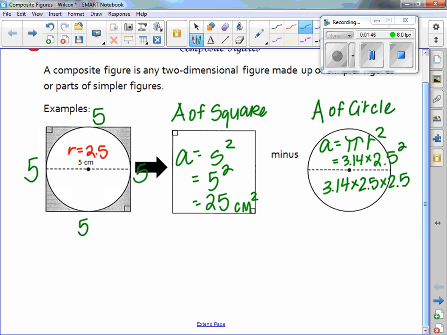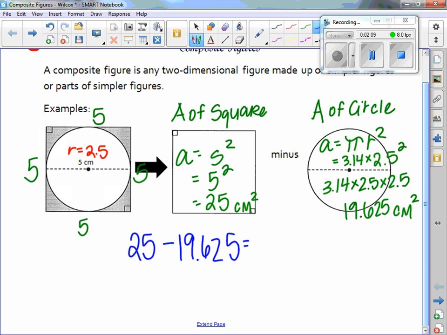When you multiply that all out, you get 19.625 centimeters squared for the area of your circle. Now the last step, to go back and find the difference between the two. Take your whole square, minus the part that's not shaded, the area of my circle, to give you the final answer, the area of just the shaded portion of your figure.